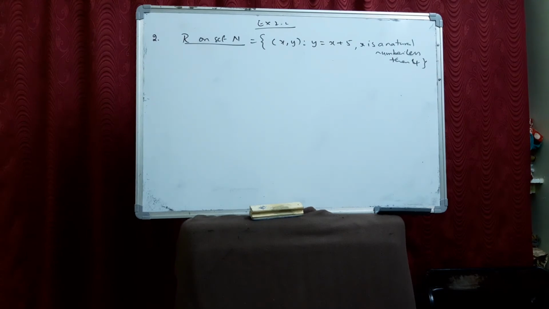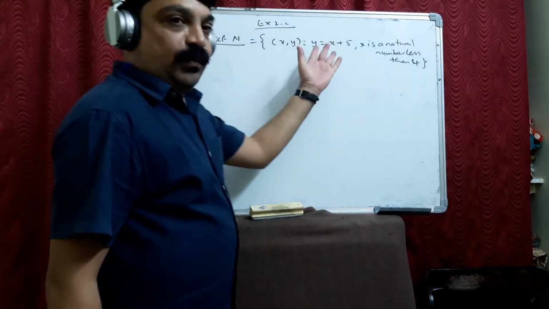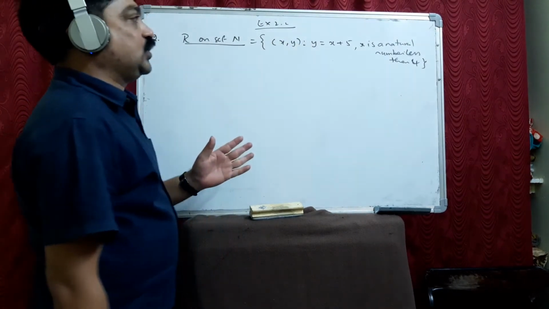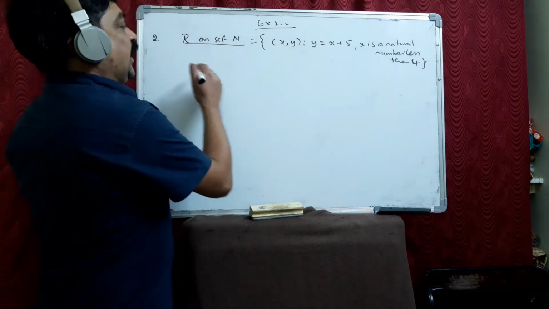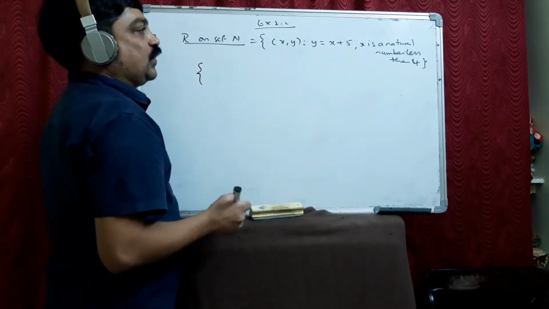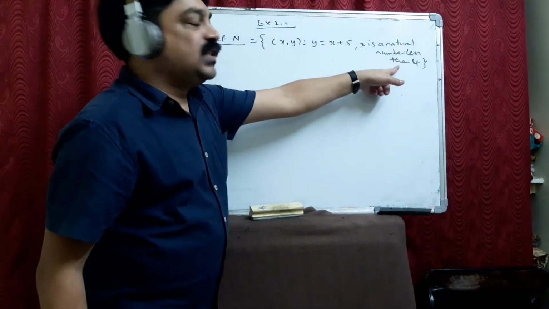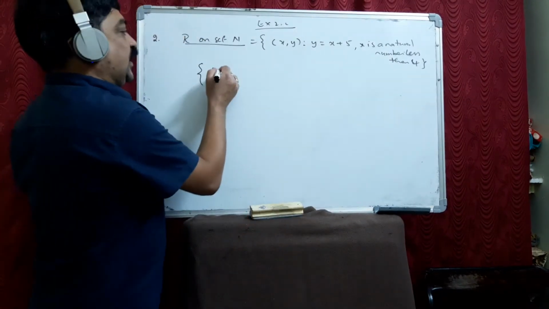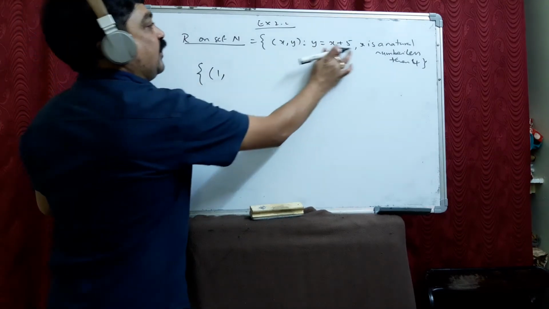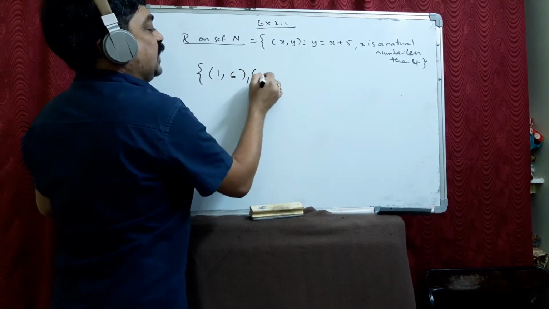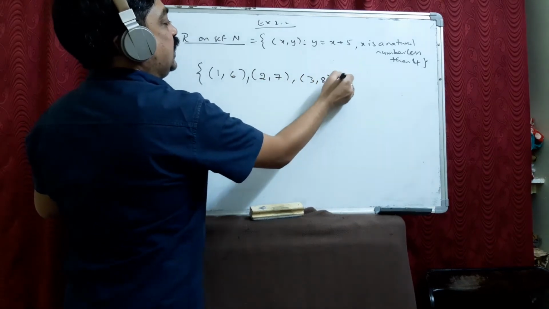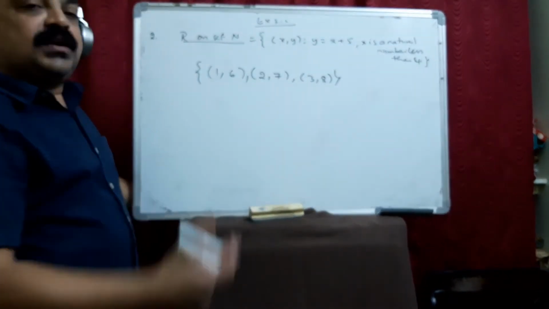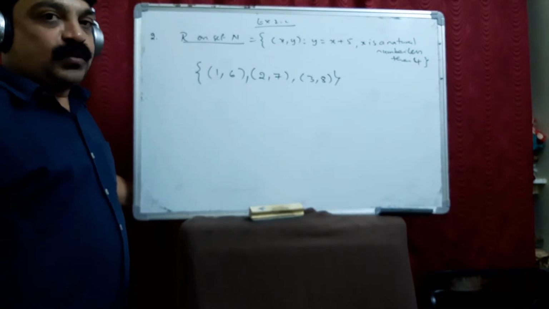See, in the next question, we are given a set builder form and you are asked to convert it into a roster form. X and Y both numbers should be taken from natural numbers, and the relation is like this. Let us write it in roster form. X is a number which is less than 4. So we can take 1. When X is 1, Y will be 6. When X is 2, Y will be 7. When X is 3, Y will be 8. Only 3 we have to take, because X is a number which is less than 4.